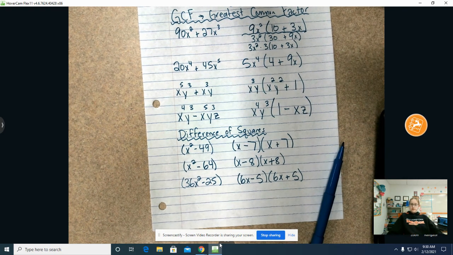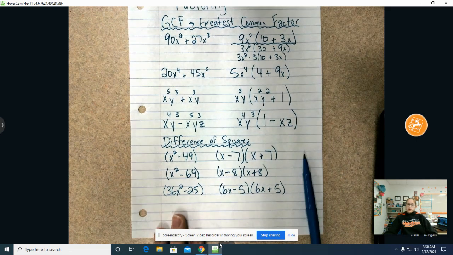All right, well, those are the first two types of factoring. Not too many notes today. We're going to do a big bunch of practice, though.